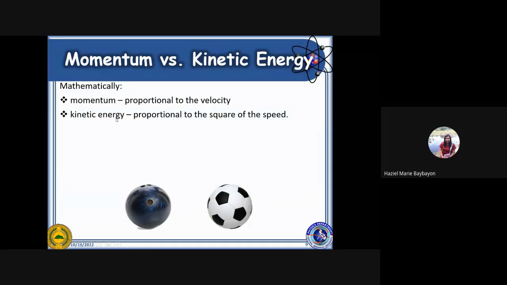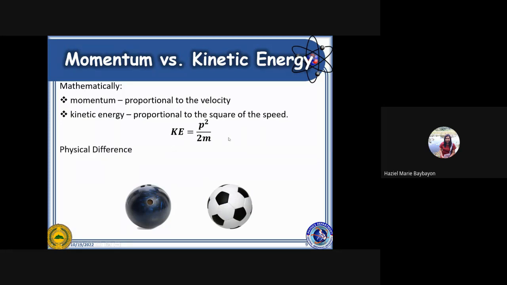Kinetic energy is a scalar quantity. It is proportional to the square of the speed. So if you also increase the speed of the object, then kinetic energy will also increase. So for example, if you double the speed of the object, kinetic energy will be quadrupled, okay, because it is directly proportional to the square of the speed. Now, you can relate momentum and kinetic energy.